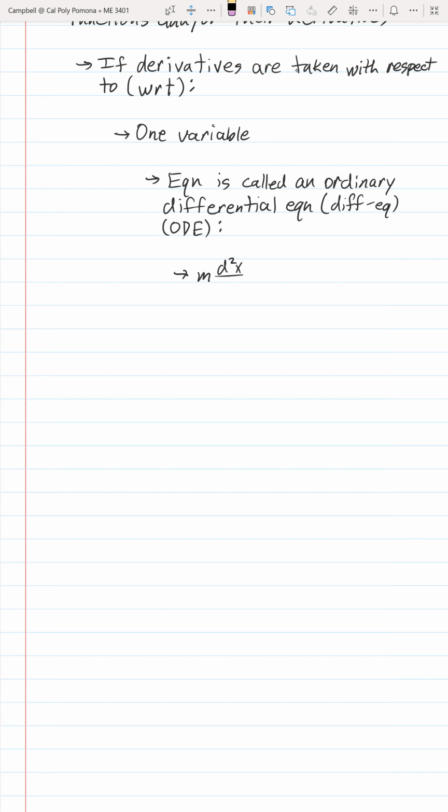So examples of some ordinary differential equations: m d squared x dt squared plus b, or in some cases c, dx dt plus kx is equal to f of t. That would be an ordinary differential equation because we have the function itself, and we also have its derivatives. Notice, though, no x's over here. Those are t's over on that side. So that would be an ordinary differential equation.